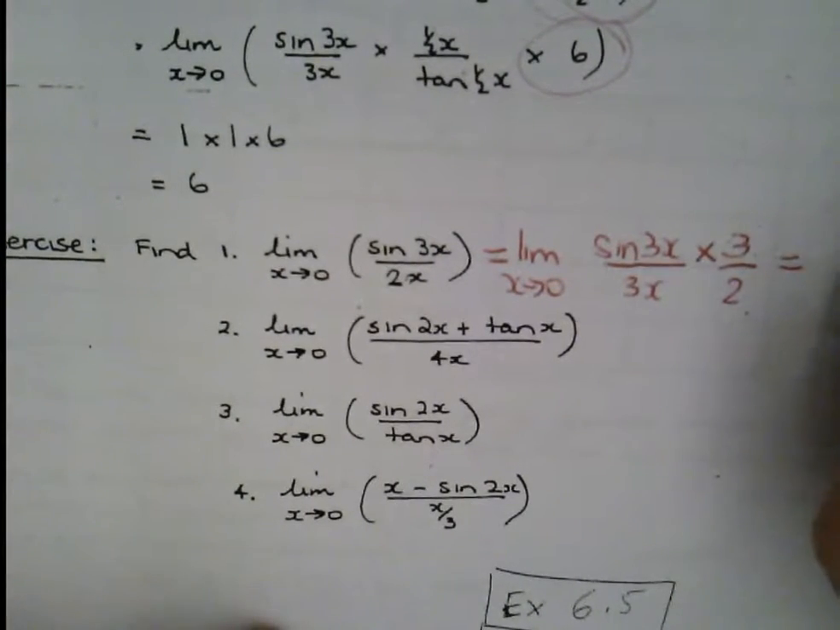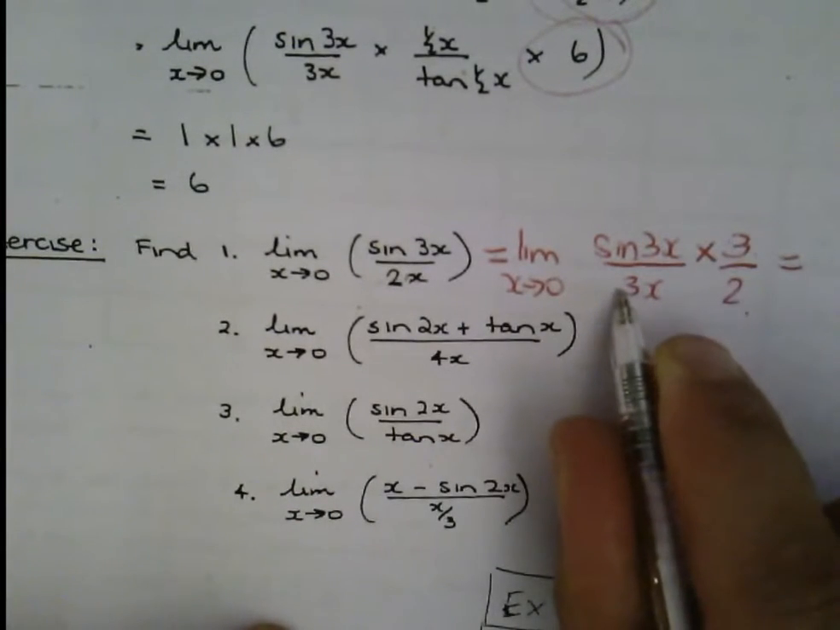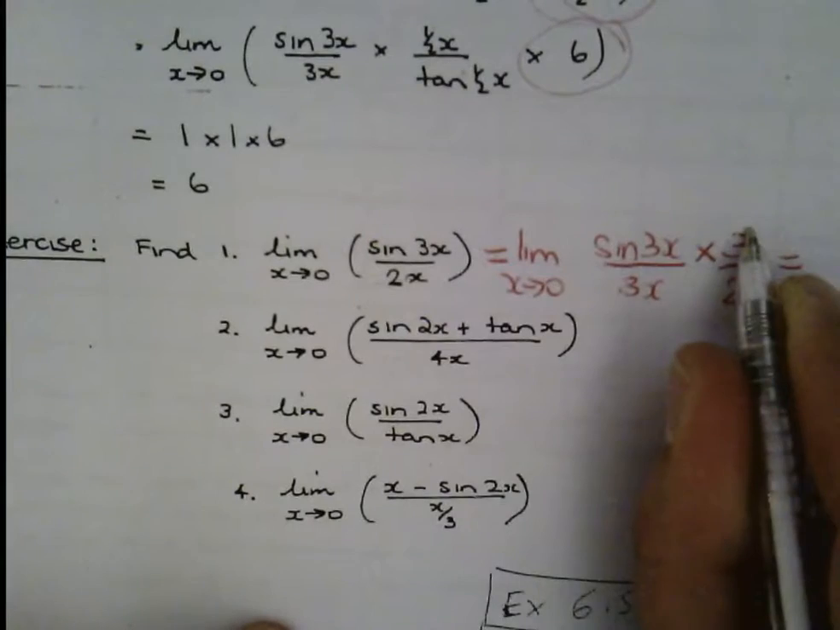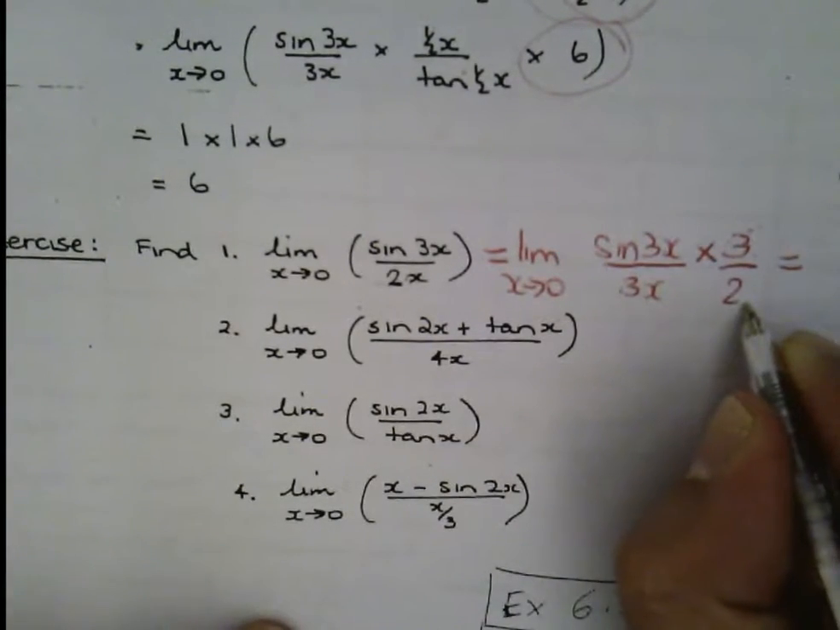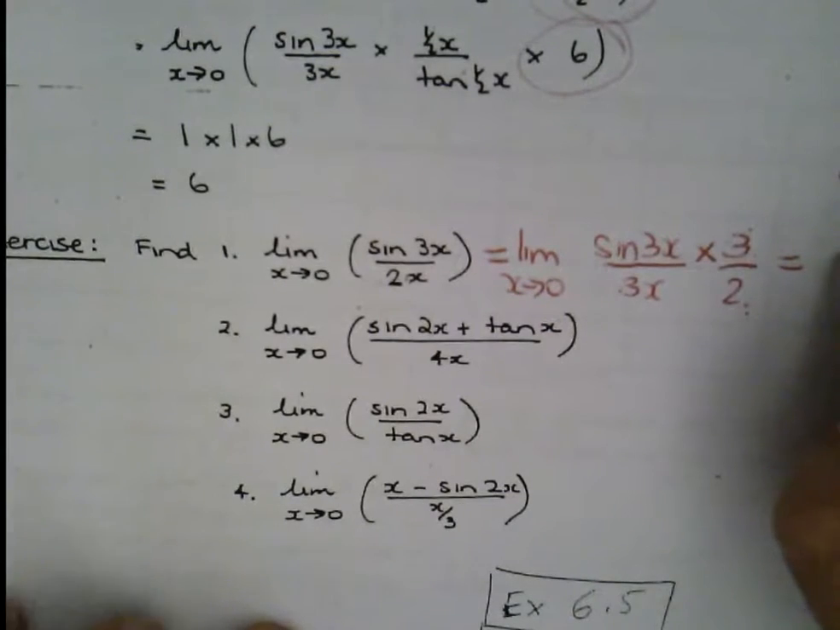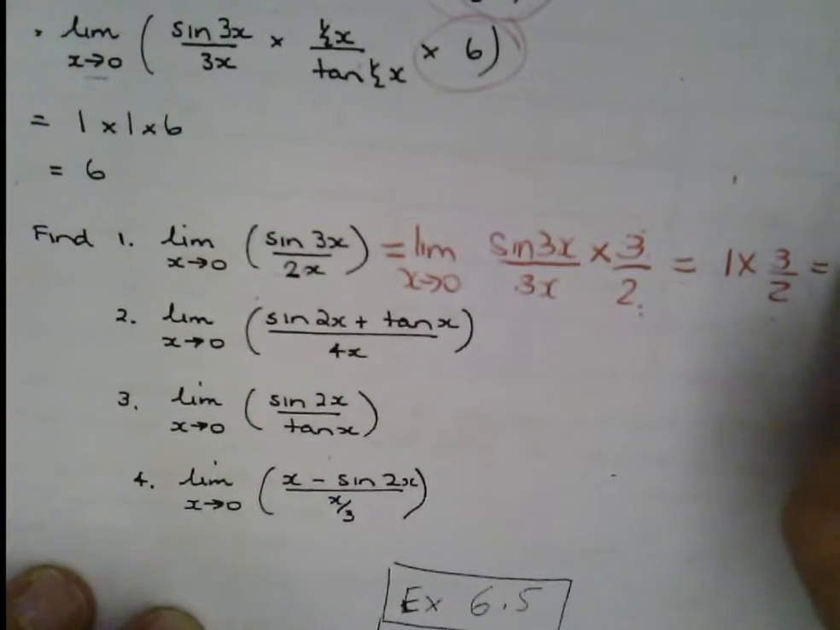So what's your answer? Isn't it just 1 times? See, you need it to look like that. So this 3, I don't want it there, so I put a 3. If there's a 3 on the denominator, I balance out with a 3 on the numerator, and I put what I do want there. Okay, so therefore your answer is just going to be 1 times 3 over 2, which is 3 over 2.